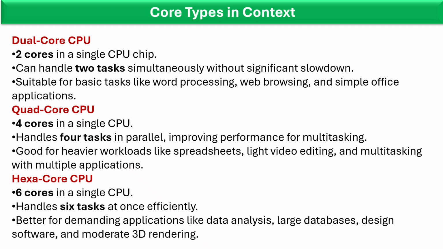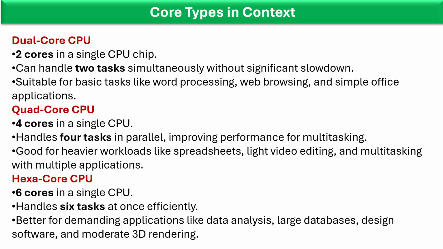Two cores in a single CPU chip can handle two tasks simultaneously without significant slowdown, suitable for basic tasks like word processing, web browsing, and simple office applications. Whereas the quad-core CPU means 4 cores in a single CPU, which can handle 4 tasks in parallel, improving performance for multitasking, good for heavier workloads like spreadsheets, light video editing, and multitasking with multiple applications.